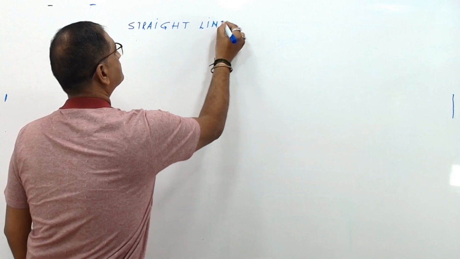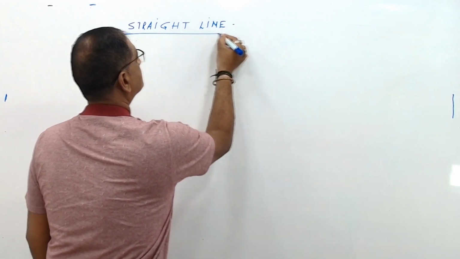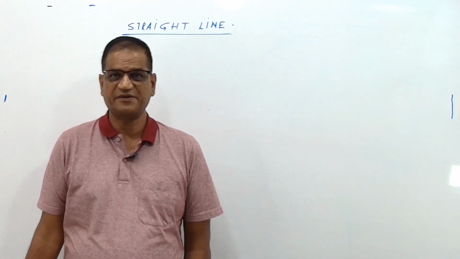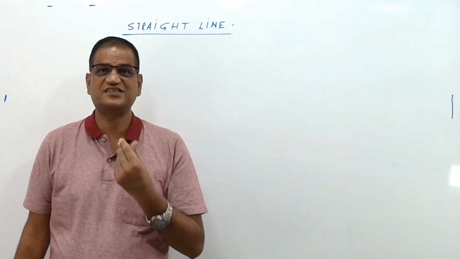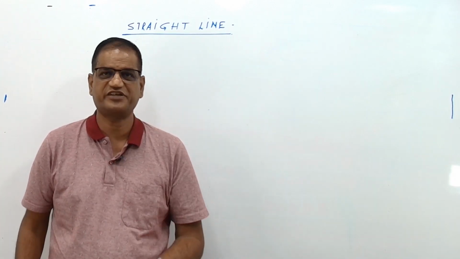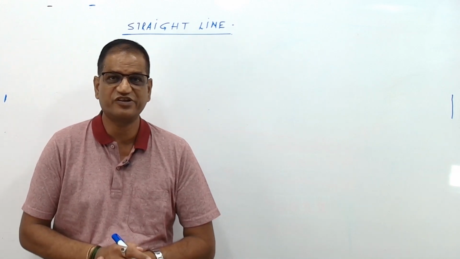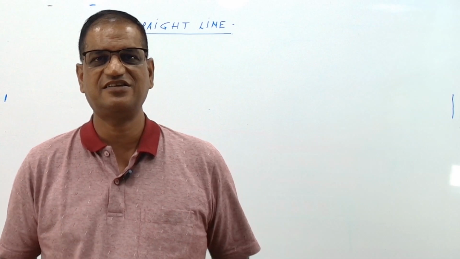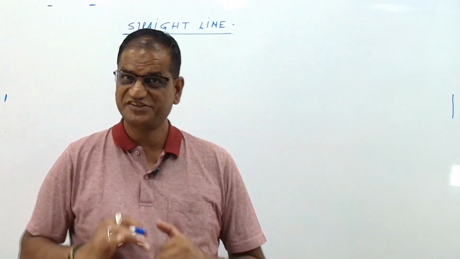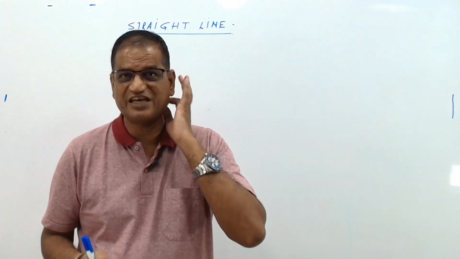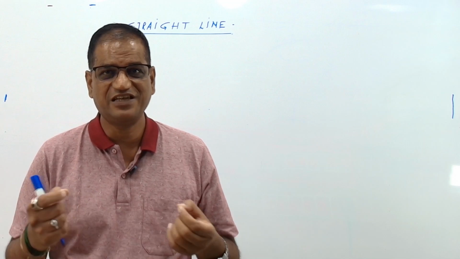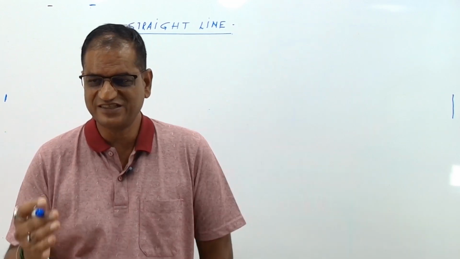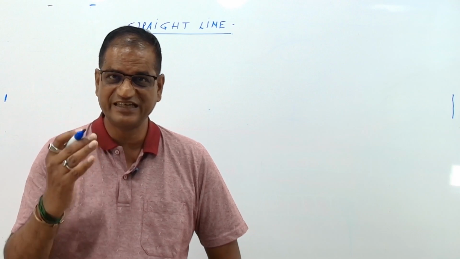Straight line. This chapter is the second chapter of coordinate geometry. The first chapter is coordinate system. The second chapter is straight line, then circle, then conics. In the conics we have parabola, ellipse, and hyperbola, right? So now let us discuss the straight line in detail.